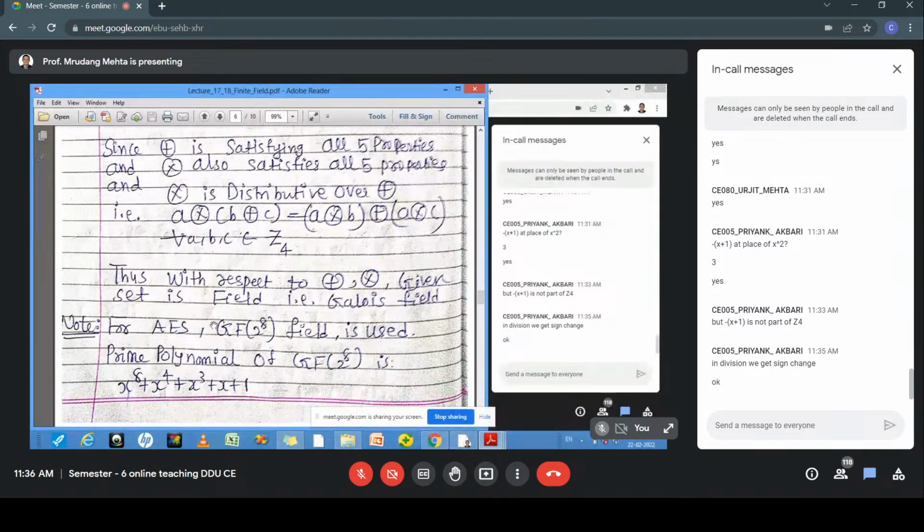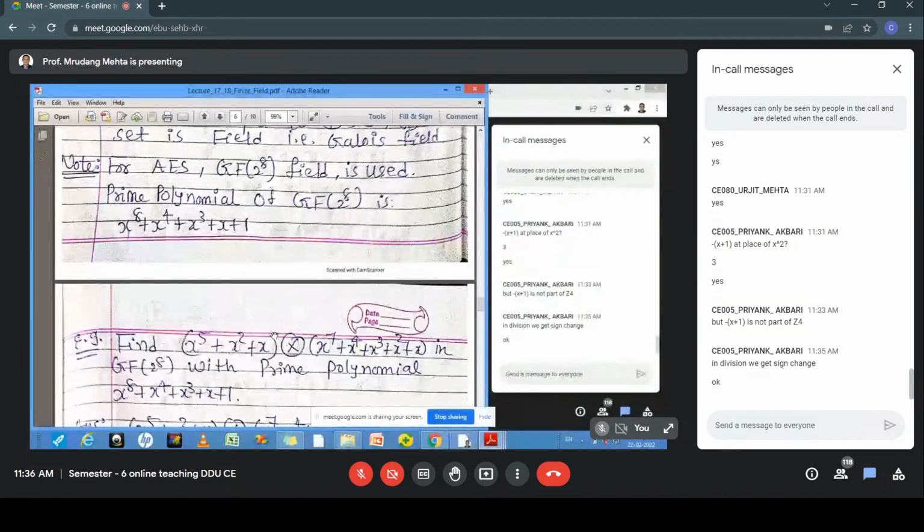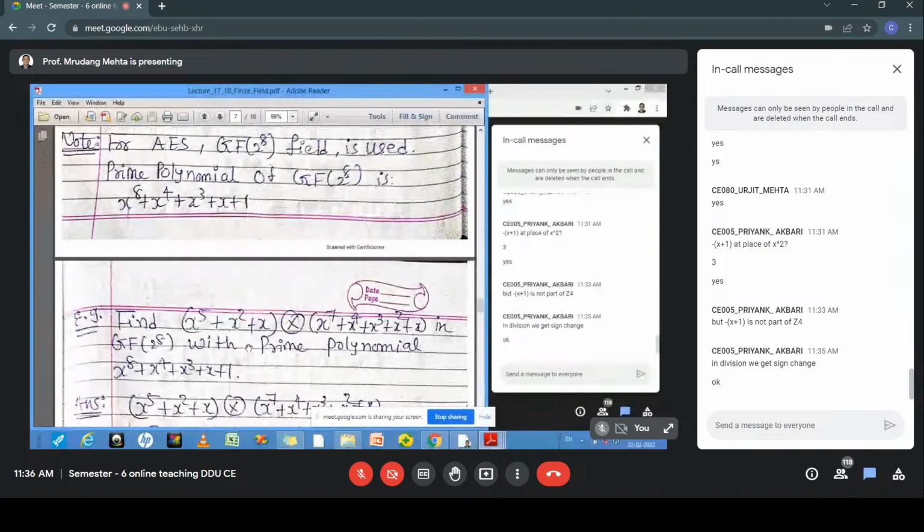Okay, now in AES we will use this GF(2^8) field. Okay, GF(2^8) field, and that is why let us see how this 2^8 works with respect to these operations. Okay, we will discuss this in a short time.